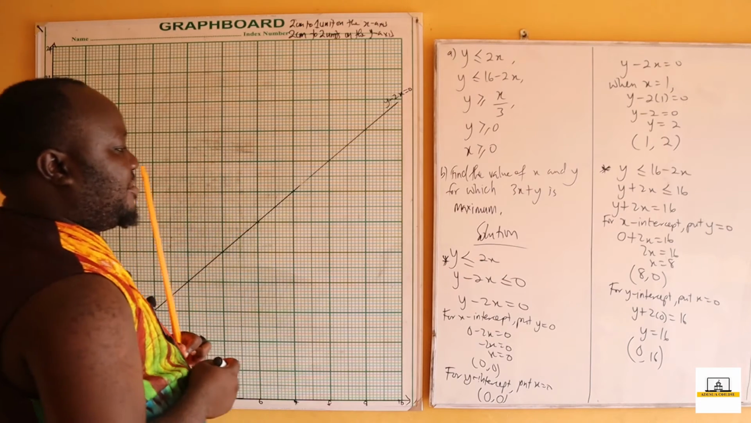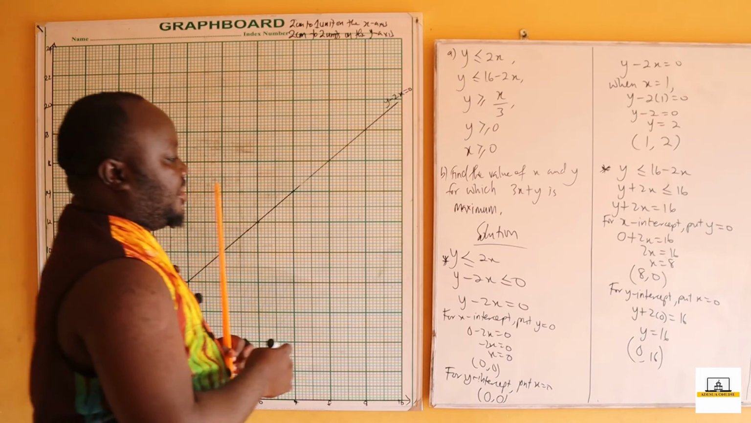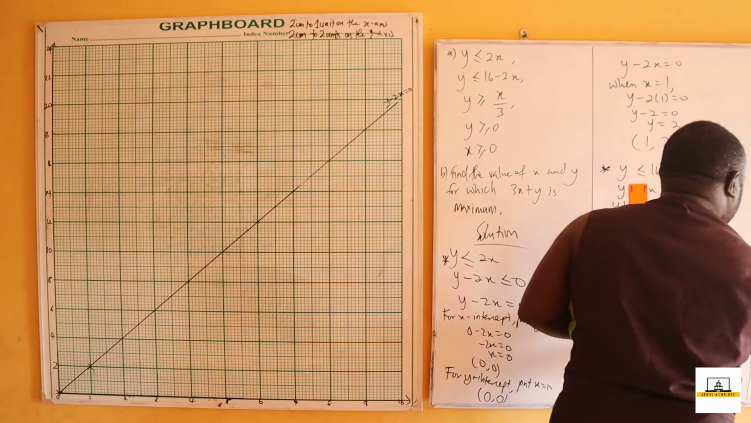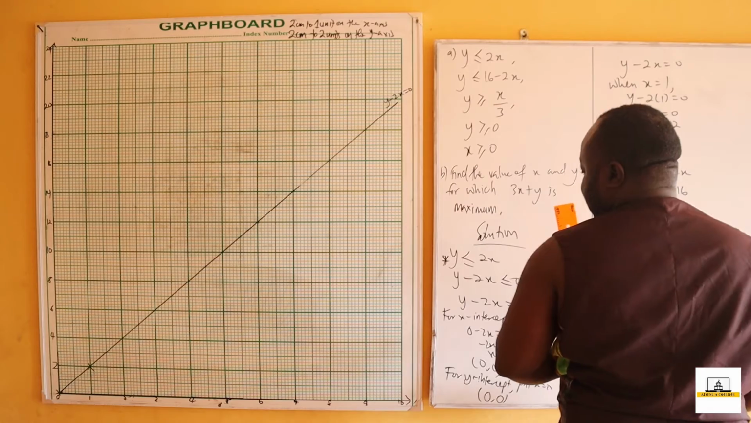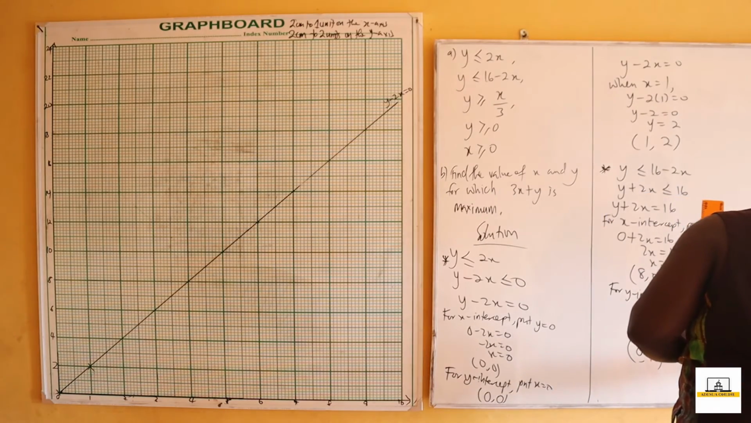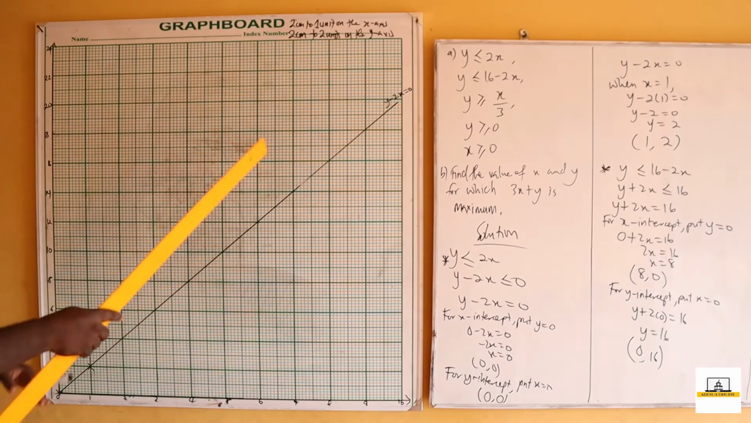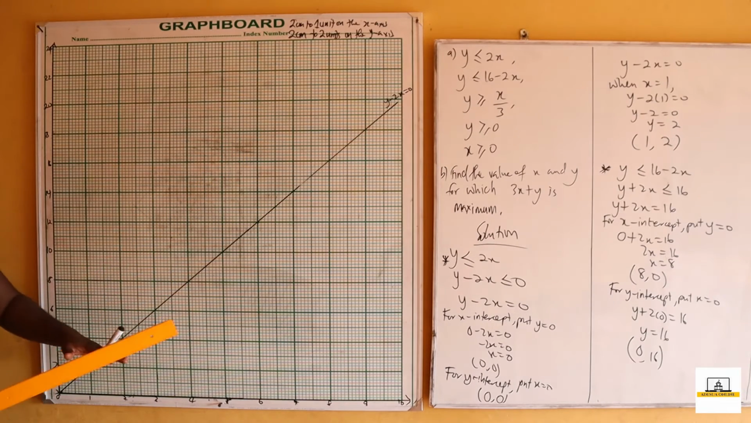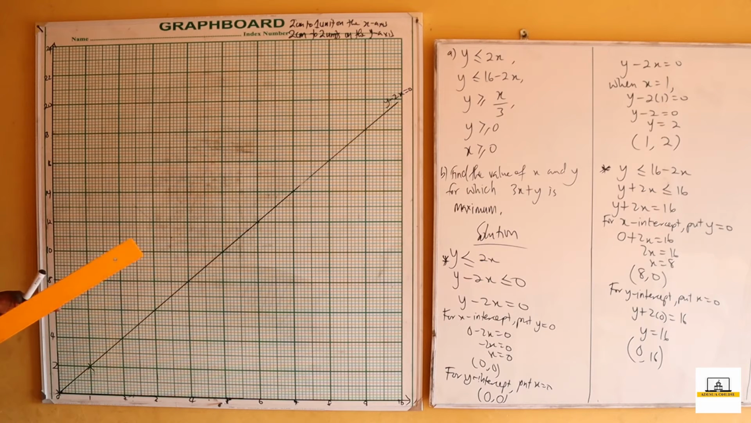Now we are going to test for the line y minus 2x is equal to 0. So we are going to do our test for y minus 2x less than or equal to 0. Since this is the straight line, we are going to pick a point below or a point above to test. If you test and it is true, it lies there. If you test and it is false, it doesn't lie there.